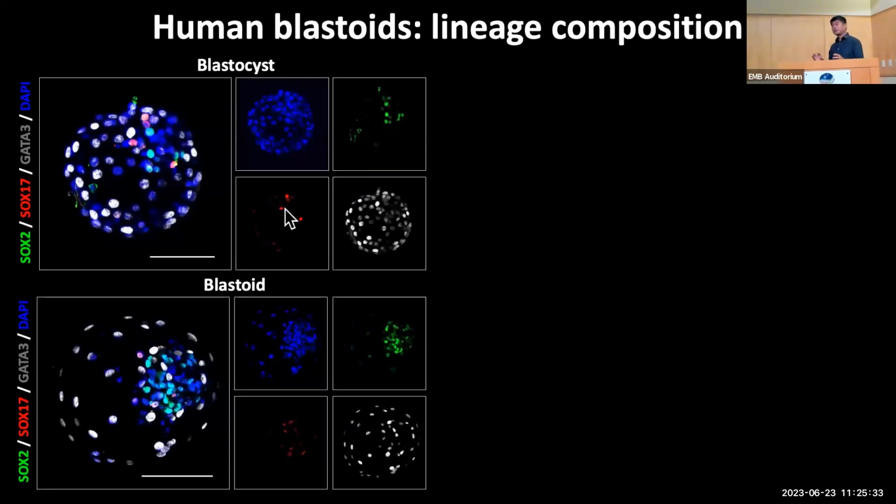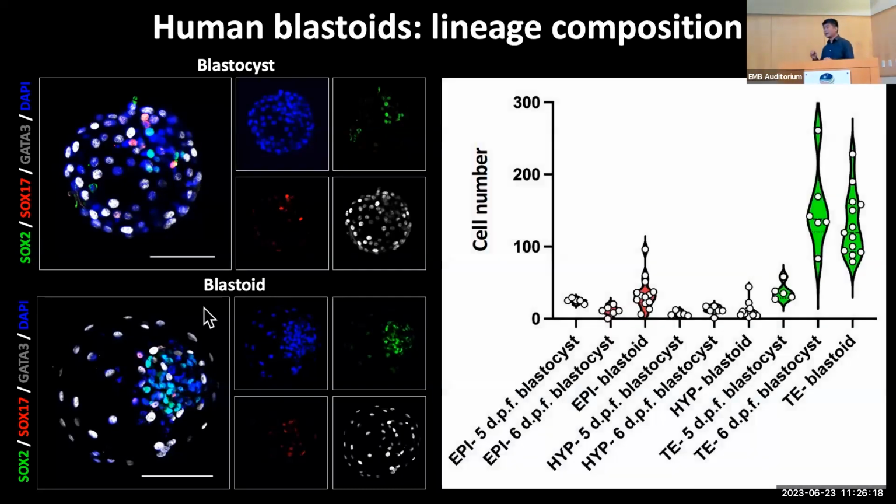So we look at the three lineages of the blastocyst. As I told you, there are hypoblast cells, epiblast cells, and trophectoderm cells. We use different specific markers to check whether the human blastoid also expresses all three blastocyst cell types. As you can see here, SOX2 is labeling the epiblast, SOX17 is labeling the hypoblast, and GATA3 is labeling the trophectoderm cells on the outside. Compared to this human blastocyst, the blastoid indeed contains all three cell types that you will typically find in the human blastocyst. And we did a quantification.